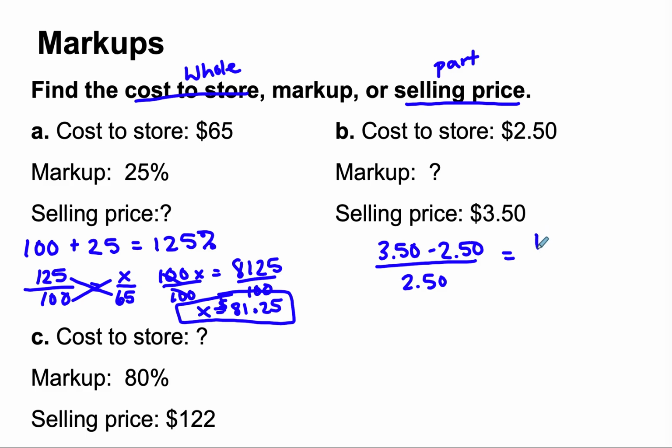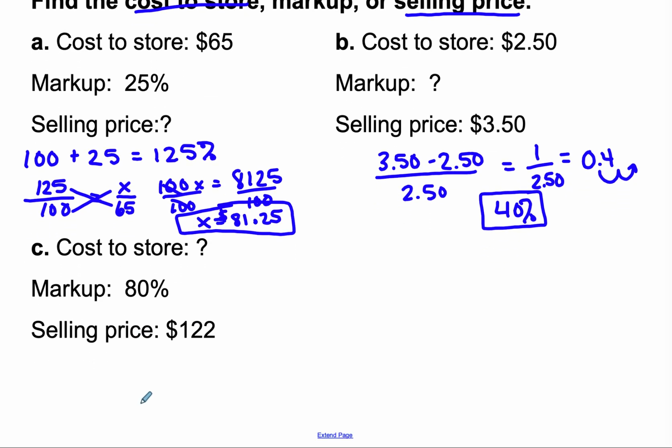So when we subtract our numbers, we get $1 over $2.50. And when I divide that out, 1 divided by 2.5 is going to give me 0.4 or 4/10. And when I make that into a percent, I get 40% as my markup.